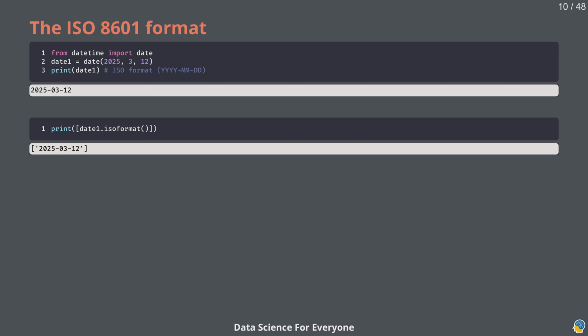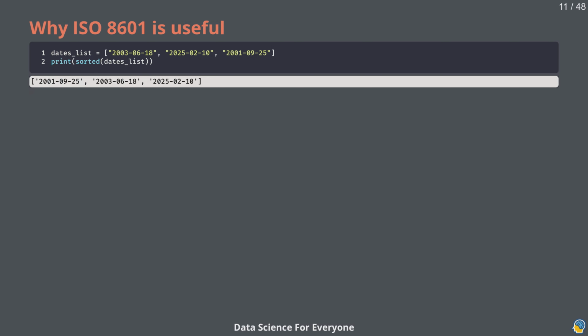If we want to get this date as a string, say to save it in a CSV file, we can use the ISO format method as shown here. One big advantage of ISO 8601 format is that it sorts dates properly when they are in string format. Let's say we have two dates as strings. If we put them in a list and sort it, they'll be ordered from oldest to newest. That's because ISO 8601 format puts the biggest unit, which is year, first, followed by month and day. This makes it really useful for naming files in a way that keeps them in chronological order.